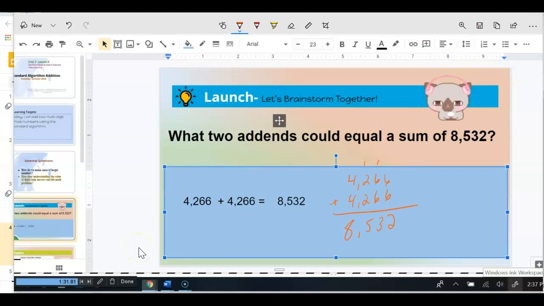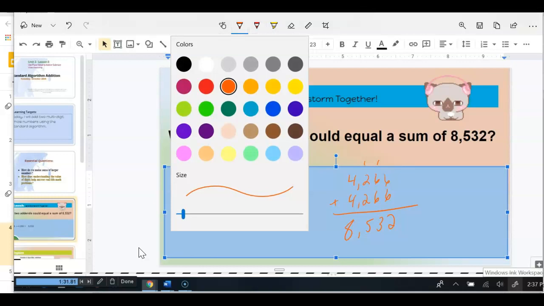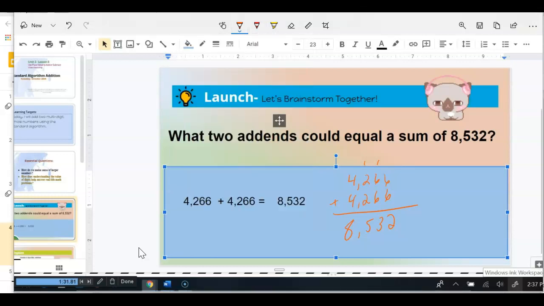Okay, so you've had an opportunity to try to figure out what two numbers you could add together to equal 8,532. I've gone ahead and done one of them. There are several different answers that you could have chosen. I picked one: 4,266 plus 4,266. I took this entire number and divided it by 2 to see if it's an even number with no remainders, and it was.